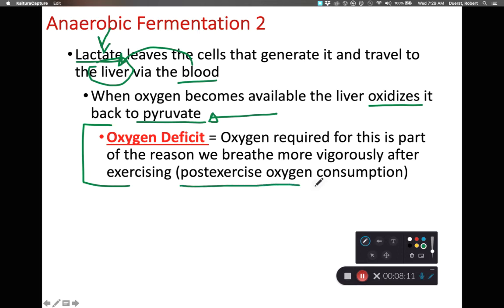This is our post-exercise oxygen consumption. And there are other reasons why we have oxygen deficits as well. We have to replenish the myoglobin within our skeletal muscle tissue. That's another notable reason.